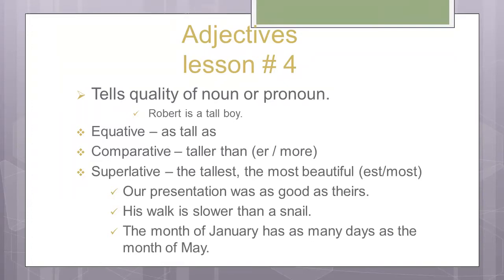Then we will talk about types of adjectives. First is equative, then comparative and superlative. Equative adjective shows that one noun is equal to other noun. As tall as. This is example of equative adjective. We can say Robert is as tall as Sami. So Robert and Sami are equal in length. Both are tall, equally tall. This is equative adjective. Comparative adjective tells the comparison between two nouns.